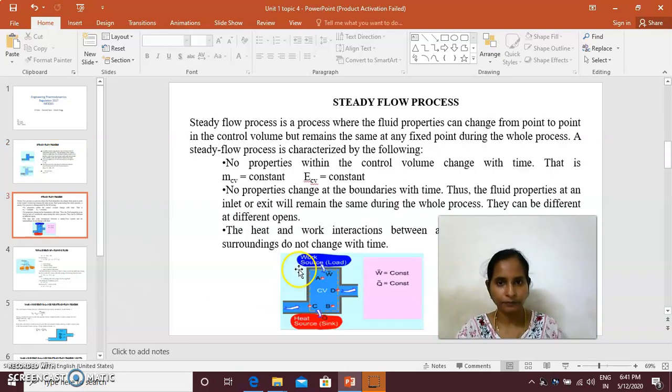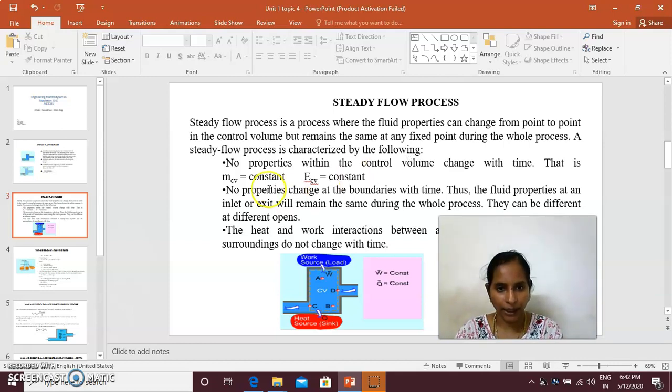Now we will move to the steady flow process. First flow process, now steady flow process. A flow process is said to be steady when the fluid parameters at any point of the control volume remain constant with respect to time.